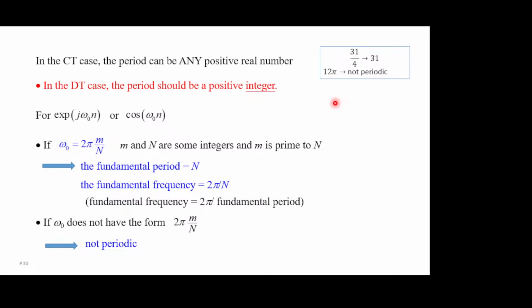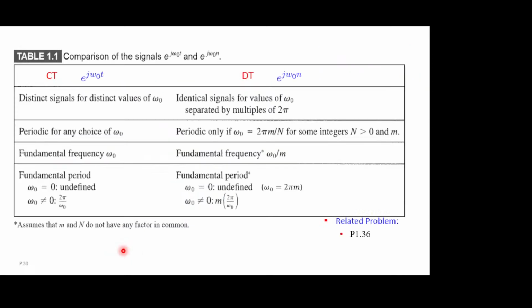We are out of time, so you can read this, but here is a summary: you want to calculate omega naught divided by 2 pi and see whether it's rational, and then you can calculate the fundamental period and the fundamental frequency. And if omega naught is not a rational multiple of 2 pi, then your discrete signal is not even periodic. And we have a table here.